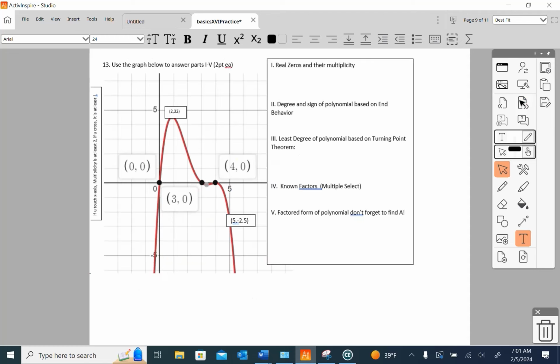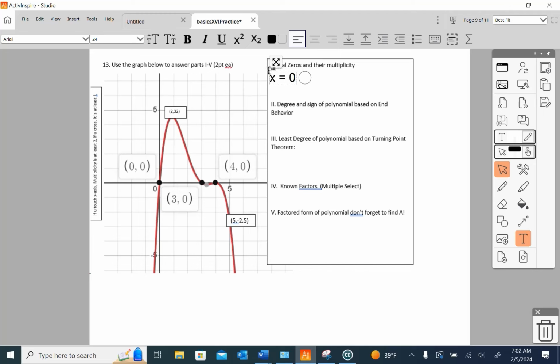And then 13, which y'all need to figure out. Use the graph below to answer parts 1 through 5. 2 points apiece. The real zeros in our multiplicity, we have 3 zeros. Here's one, x equals 0. Another one at x equals 3 and x equals 4.